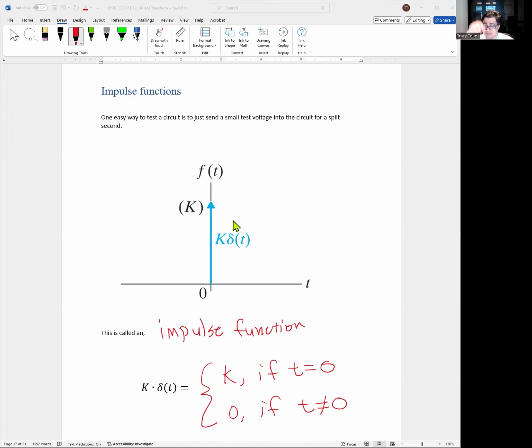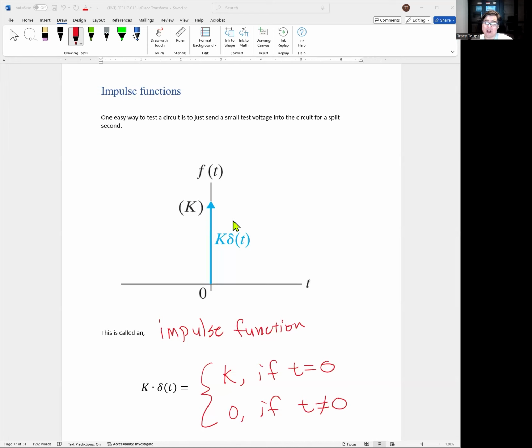The rock hitting the pond is an impulse force. It hits it and the waves kind of peter out. But once the rock hits the water and goes to the bottom, there's no pressure on the water. It's just a one-time ding into the water. That's what an impulse function is in an electrical circuit.